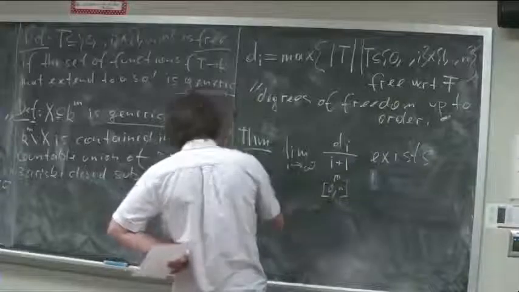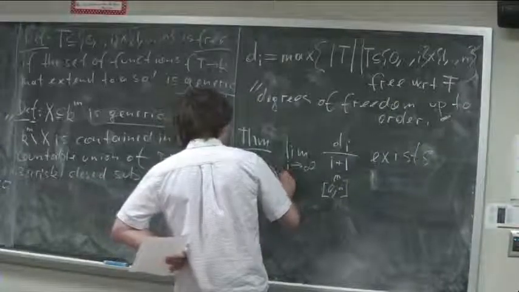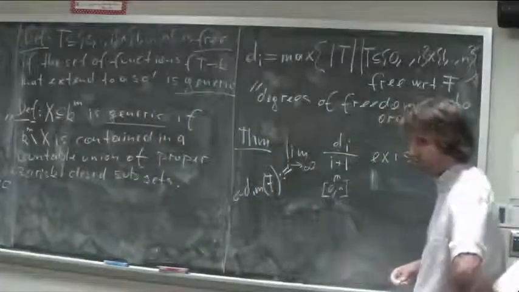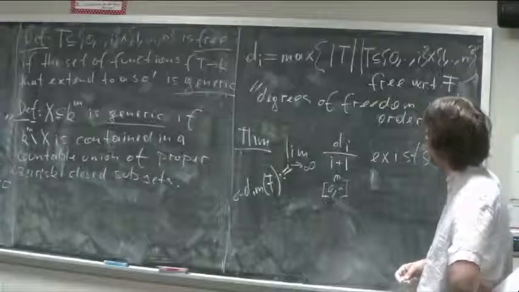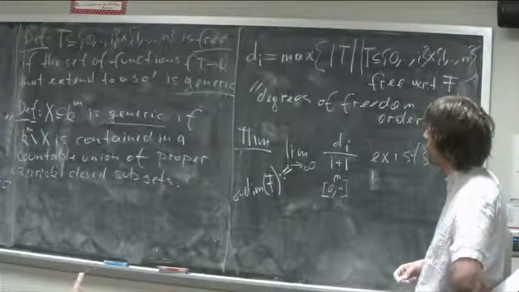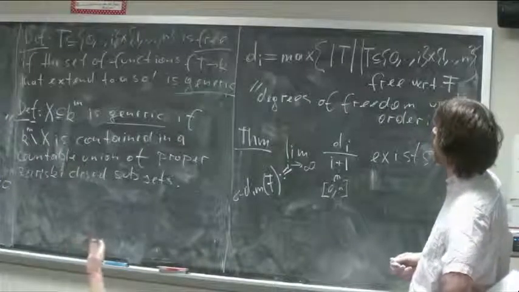So now that we know that this exists, now let me finally define what the dimension is, and this is it. That's the definition. So by the way, you're assuming that for every I, the set of functions that extends is generic. For every I, is that correct? I mean, otherwise, how do you get the whole sequence?